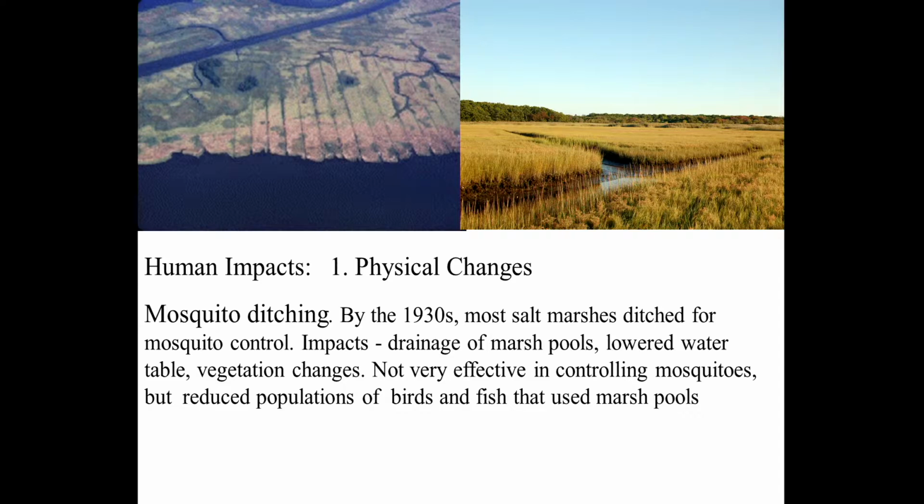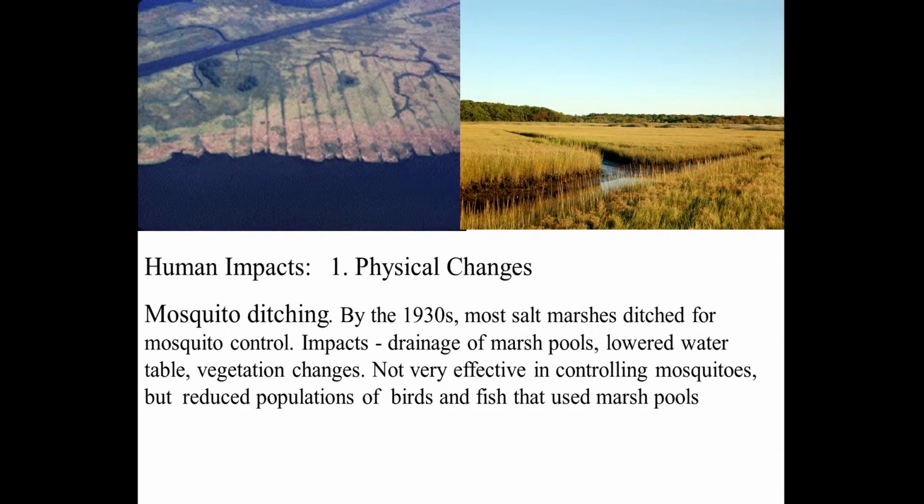If you look at a marsh and you see the creeks are straight lines, that's not natural. Marsh creeks are not supposed to look like that. Marsh creeks are supposed to look like that. So these were creeks that were dug. And this was done in the earlier part of the 20th century. They ditched these marshes in an attempt for mosquito control. They called them mosquito ditches.